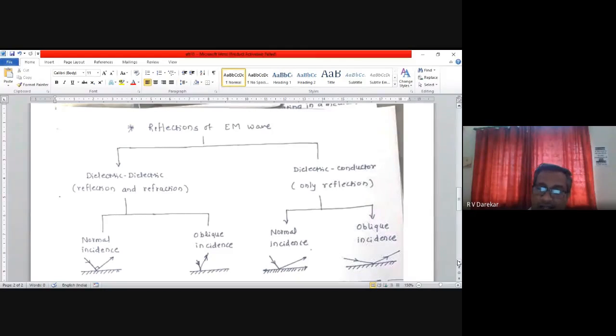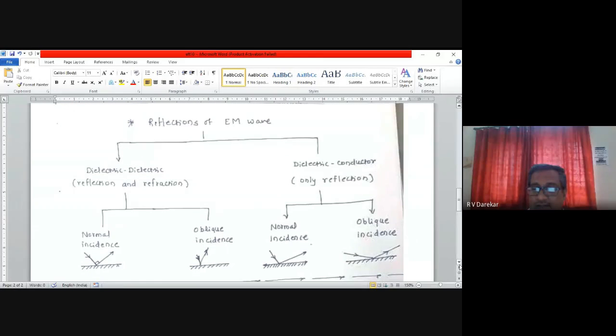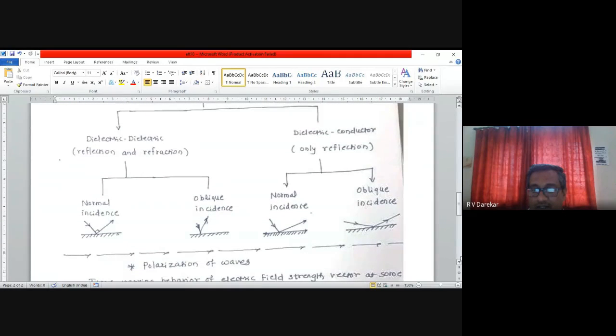Again, whether it is a dielectric type of reflection or a dielectric-conductor type of reflection, the electromagnetic wave may behave with the incident wave and reflected wave perpendicular to each other, which can be considered normal incidence. And if it is not perpendicular, at an acute or obtuse angle, we can consider it to be oblique incidence, as the name indicates. So I think this concept of reflection should be known to all of us.